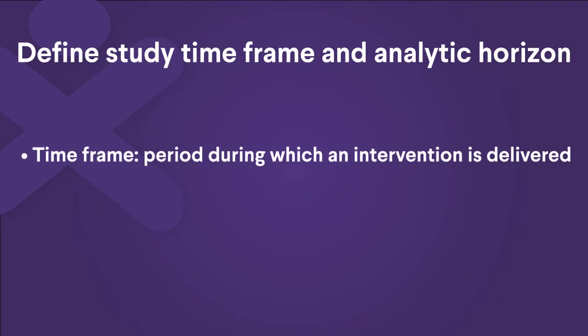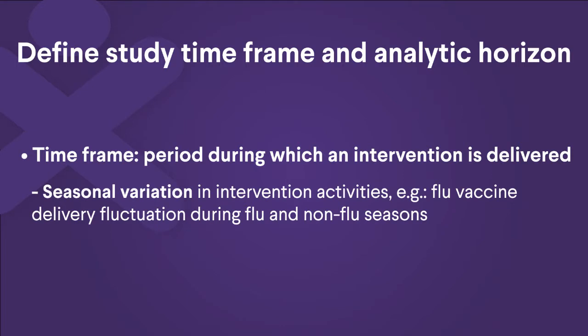Now, let's talk about defining the time frame and the analytic horizon. The time frame is the period during which your intervention is delivered. You have to take into consideration seasonal variability. For example, if your intervention is about eliminating flu, but you implement it during non-flu season, it really doesn't work that well as far as your analysis. So you have to take into consideration variation in the seasons to make sure that your intervention includes important parts of the season, just like with flu.